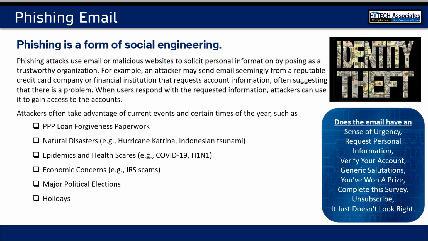So phishing is the favorite form of social engineering. Why? Because it's cheap. They estimate that about 3.4 billion phishing emails go out every day. And they're getting better. Fewer spelling errors, fewer grammatical errors. And they really like taking advantage of epidemics and health scares, economic concerns, maybe IRS scams, holidays. Don't you want to help the war victims? These are all common forms of phishing emails that you need to be on the lookout for.